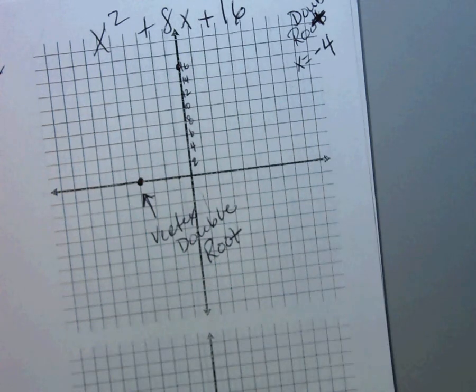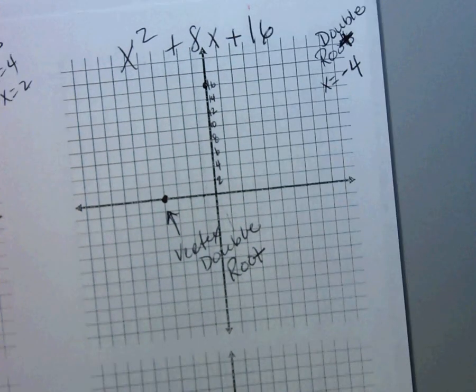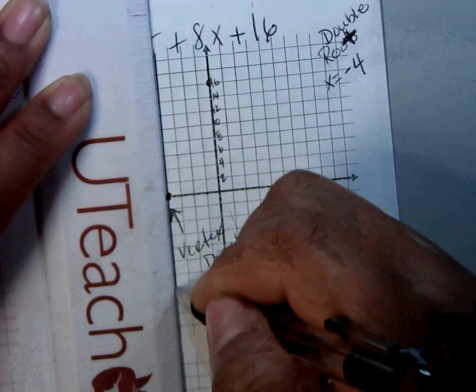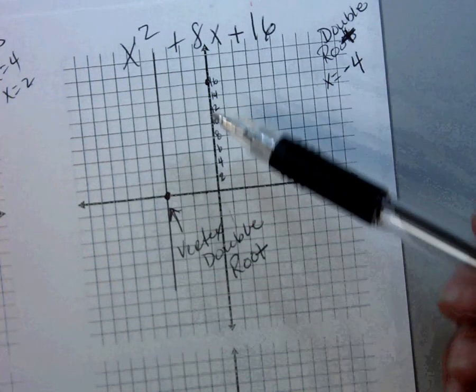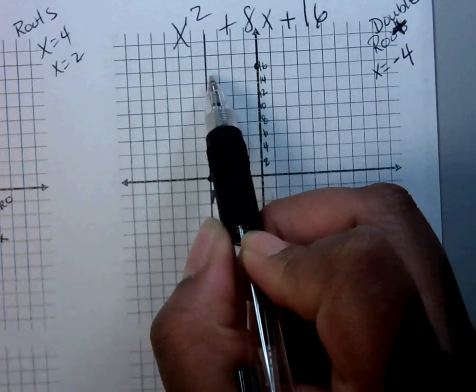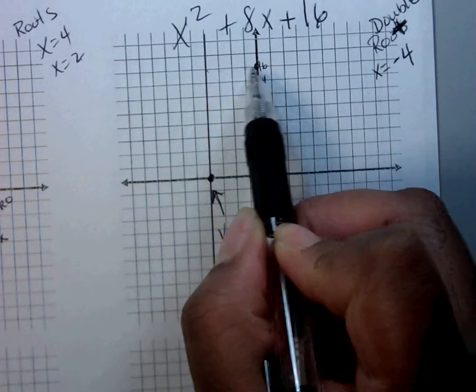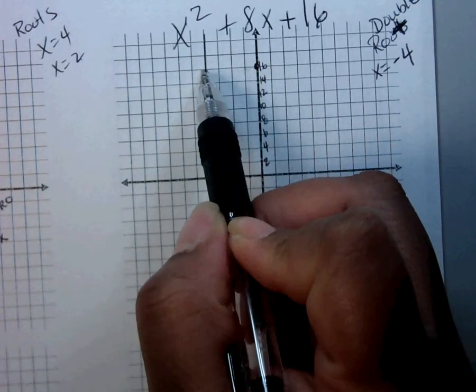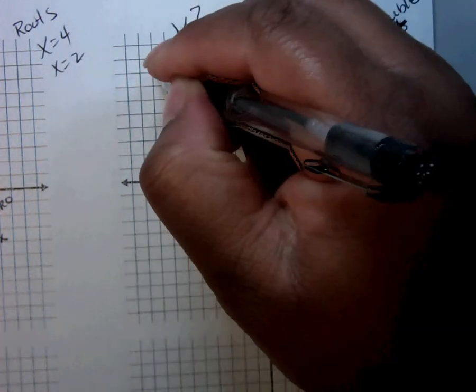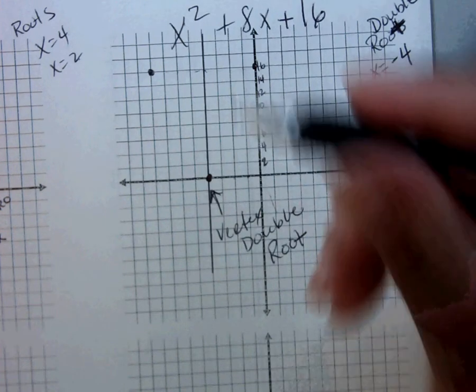Where do we draw the axis of symmetry? Down the middle through which point? The vertex. Right here. Okay? And I want another point on this graph. Since this is 4 away from the axis of symmetry, let's go 4 away. 1, 2, 3. And I can sketch it.